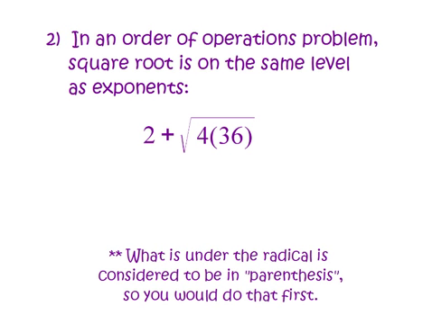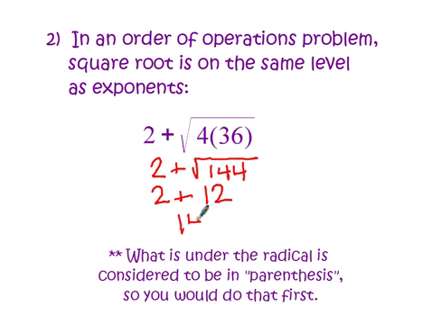And finally, in an order of operations problem, the square root falls on the same level as exponents. What's under the square root sign or a radical is considered to be in parentheses, so that would be done first. So if I were to solve this problem, I would multiply the 4 times the 36 and get 144. Then I would take the square root of 144 and get 12. And finally do the addition, and my answer would be 14.